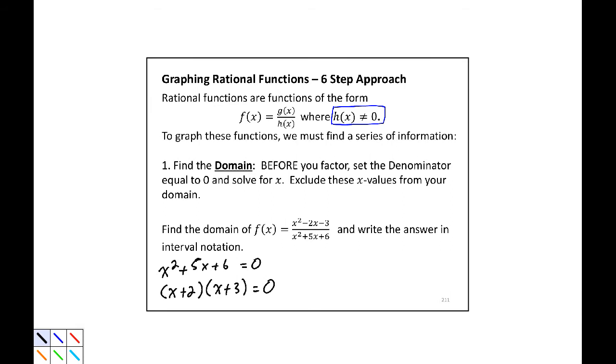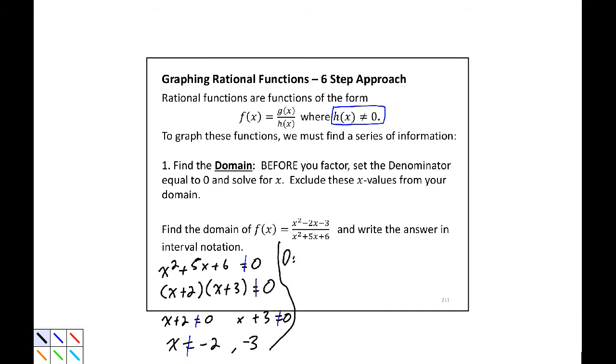Now setting each of those factors equal to 0, x plus 2 equals 0 and x plus 3 equals 0, we find that x equals negative 2 and negative 3 respectively. Now, because we do not want our denominator to be equal to 0, I'm going to go through here and change all of my equal signs to not equal. Now, that means that x cannot be equal to negative 2 or negative 3. I'm going to write that in interval notation.